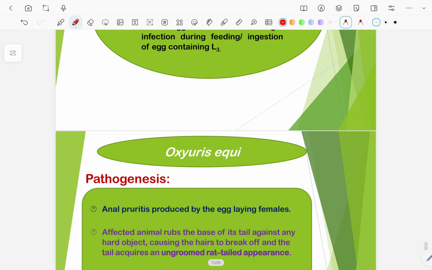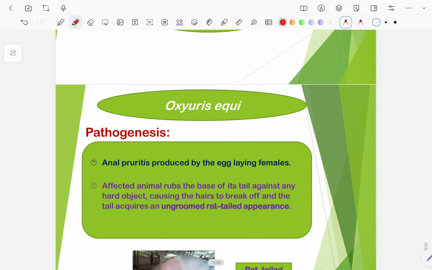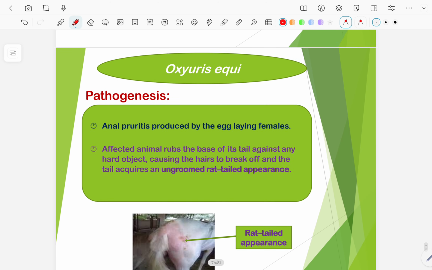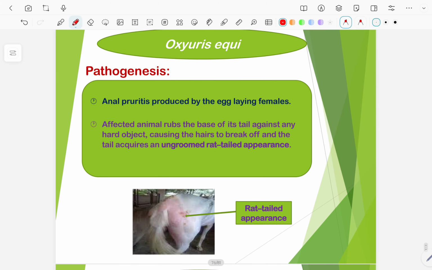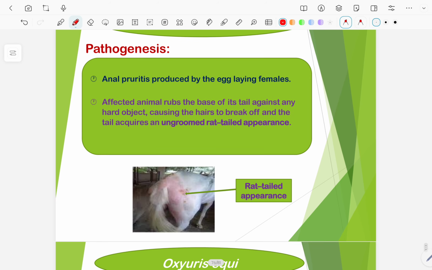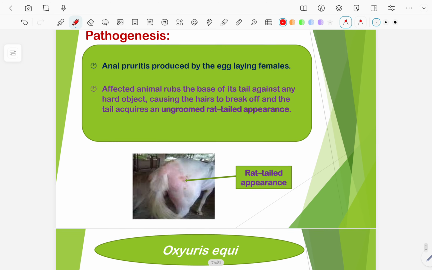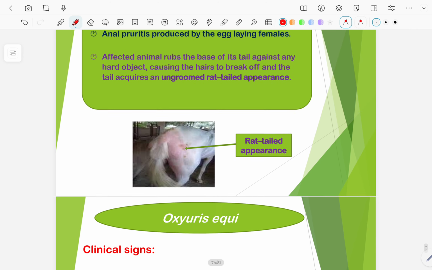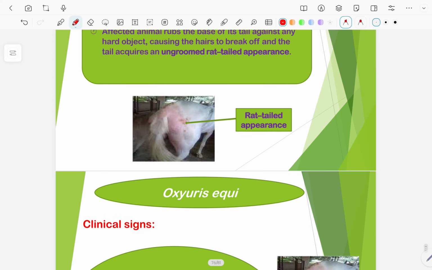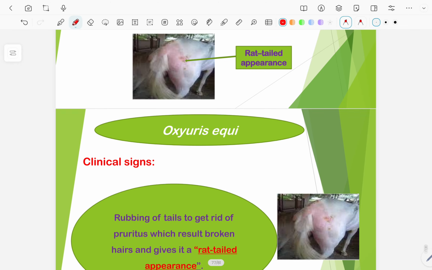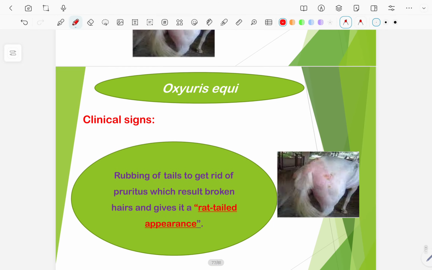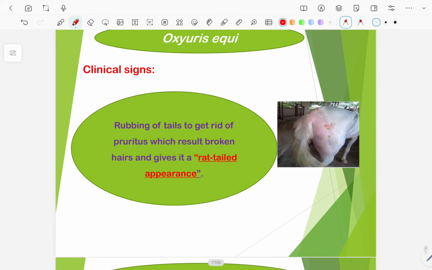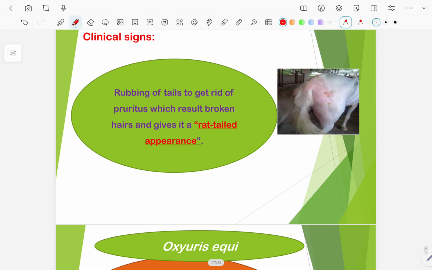Oxyuris equi pathogenesis. Anal pruritus is produced by the egg-laying female. The affected animal rubs the base of its tail against any hard object, causing the hair to break off and the tail to acquire an ungroomed, red tail appearance. Oxyuris equi clinical sign: rubbing of the tail to get rid of pruritus, which results in broken hair and gives it a rat tail appearance.